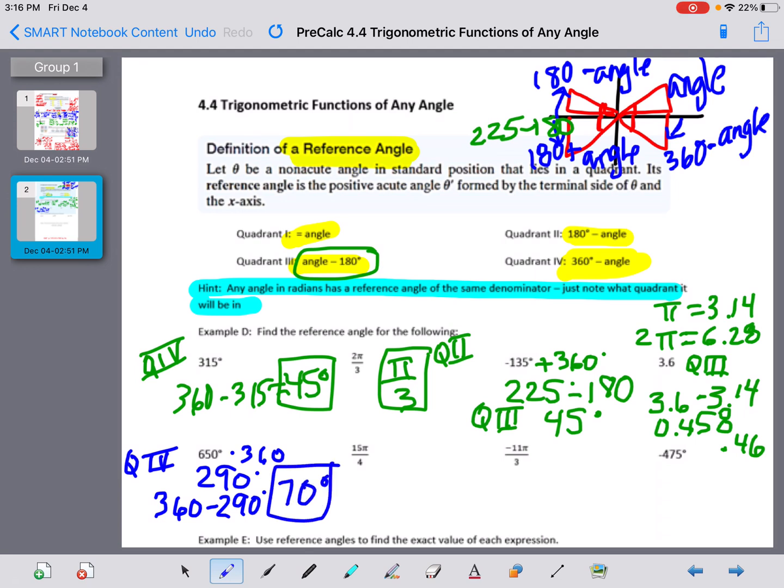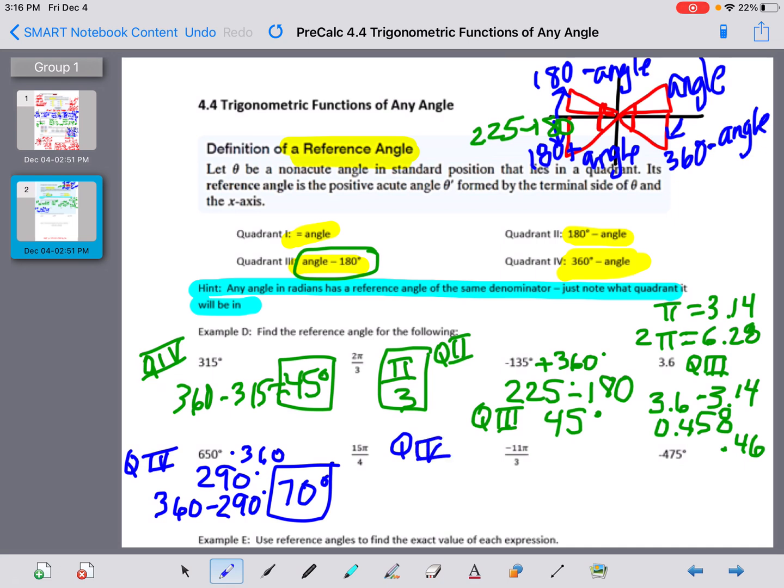All right, 15 pi over 4. I already know my reference angle in the back of my head, but first I need to figure out which quadrant I'm in. 15 pi over 4. So let's see. 8 pi over 4 is around the circle once. So if I go another pi over 4, so like 4 pi over 4, that's 12 pi over 4, that's there. 15 pi over 4, I'm just shy of 16 pi over 4, so I'm in the fourth quadrant.